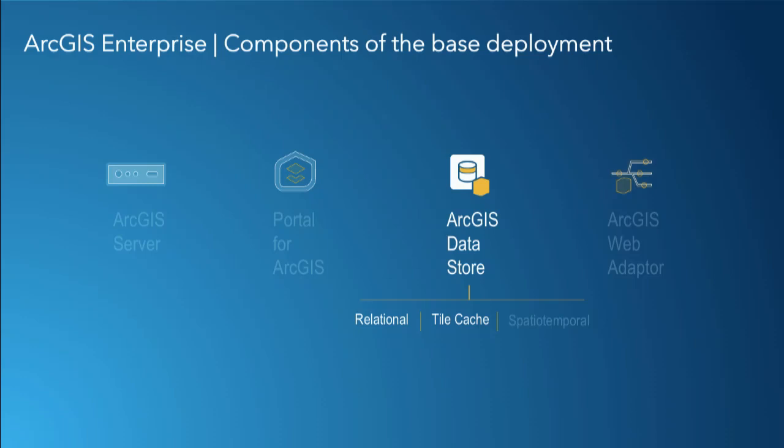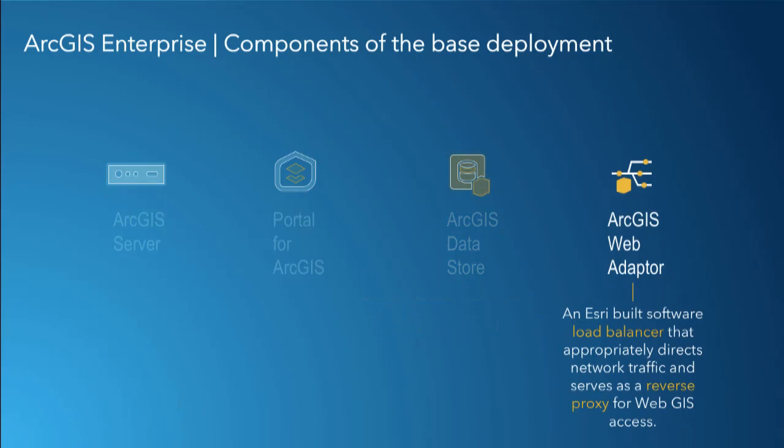Now here in this slide, there's another third one, grayed out. It's the spatio-temporal big data store. The reason it's grayed out is it's not part of the base deployment, but it's something you can add later on if you get into some of the more advanced functionalities such as GeoEvent or GeoAnalytics. And I'll talk more about that here at the end of the presentation.